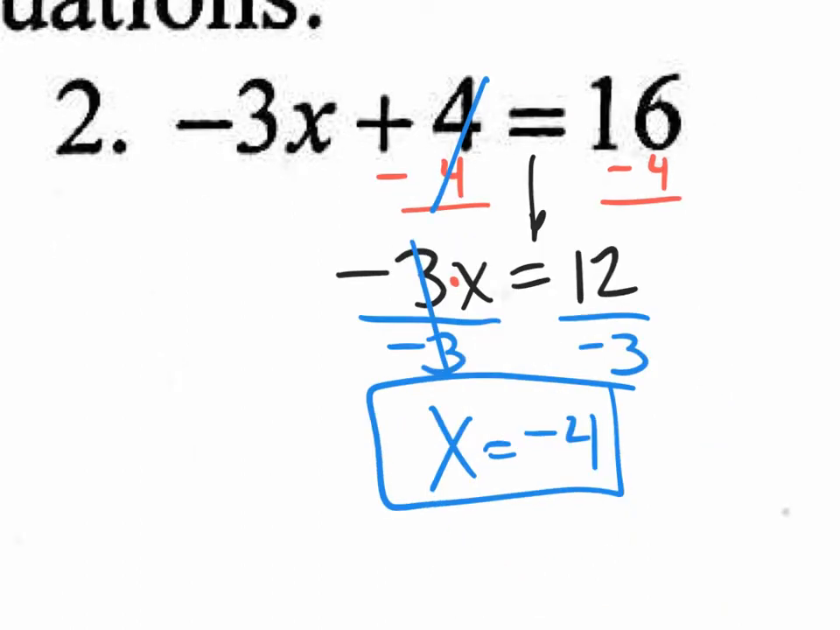Once again, if you wanted to check this answer, take that negative 4, plug it right in there, and say negative 3 times negative 4, that's positive 12. And 12 plus 4 really is 16. That's how you're absolutely positive that the correct answer is negative 4.